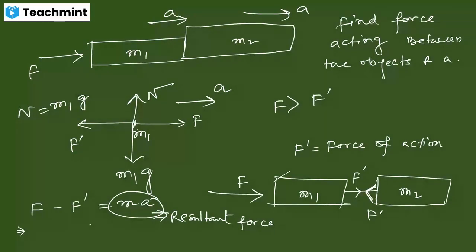Okay, now what is the value of this F dashed? In this case we are discussing the object of m1. Here the normal reaction force is equal to the weight of the object, and F minus F dashed is equal to mass into acceleration. We don't know any of the values, so this is our equation number 1.